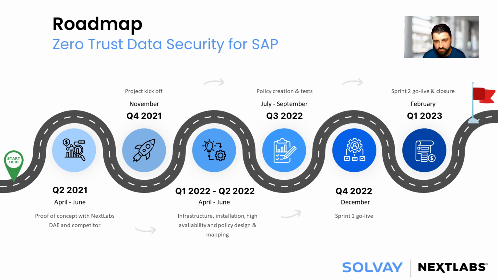So then between July and September, in Q3 2022, we deployed the policies in the test environment and started to perform tests. Then in the end, we went live with the first sprint in December 2022, and the last sprint, sprint 2, in February 2023, right?